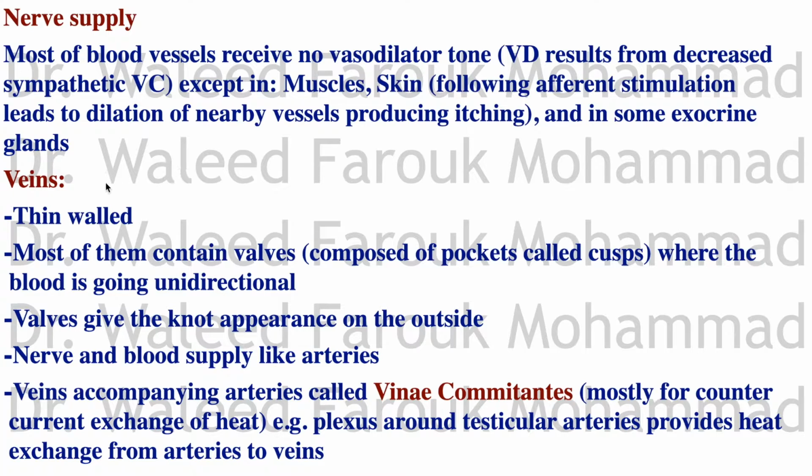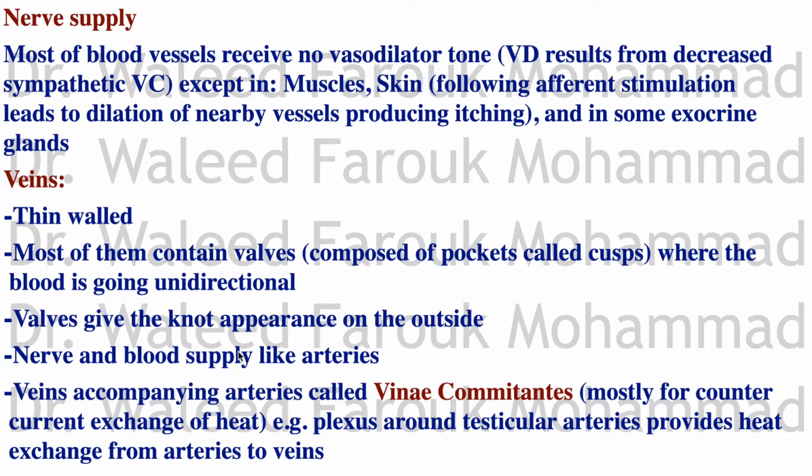Okay, about veins, they are thin-walled capacitance vessels. Most of them contain valves. The valves are composed of pockets called cusps, to make sure that the blood goes in one way, meaning unidirectional. The valves give a knot appearance on the outside, and nerve and blood supply are the same as the arteries: the smaller veins from their own blood and the bigger veins from vasa vasorum.